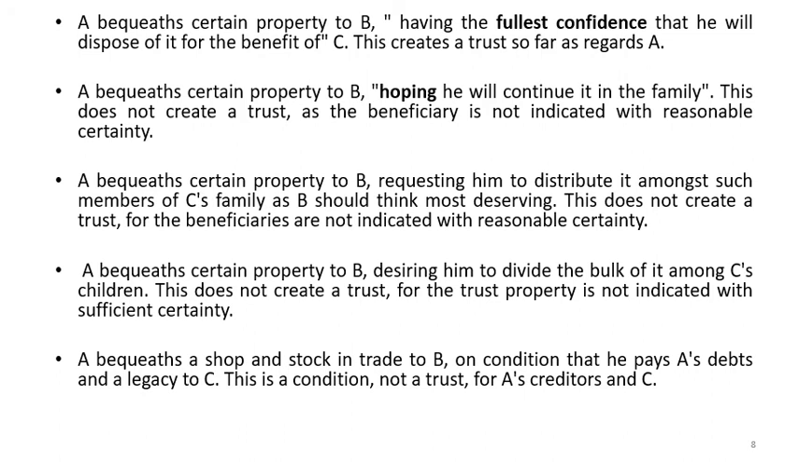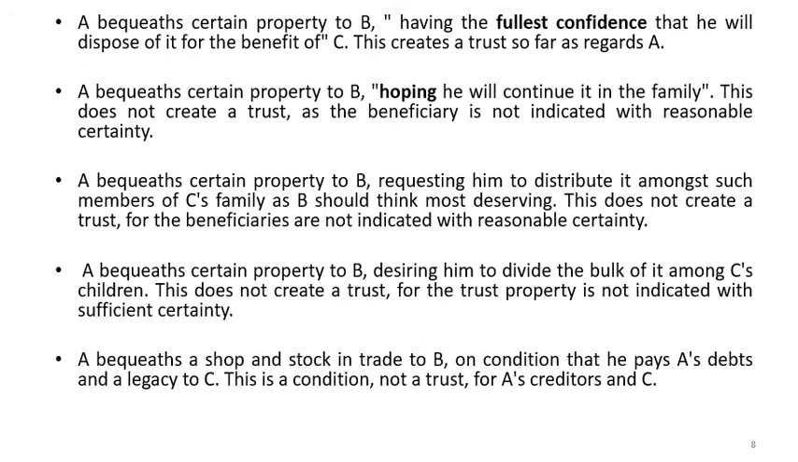Now, trust property. What is the trust property? Bulk of it. C is children, that's the beneficiary. C is children, so simply you can identify who are A, B and C, and that's fine. The beneficiaries are identifiable. But the problem here is how to identify the trust property, bulk of it. What is the bulk? How do we interpret bulk of it? That's why the illustration specifies that this does not create a trust, for the trust property is not indicated with sufficient certainty.